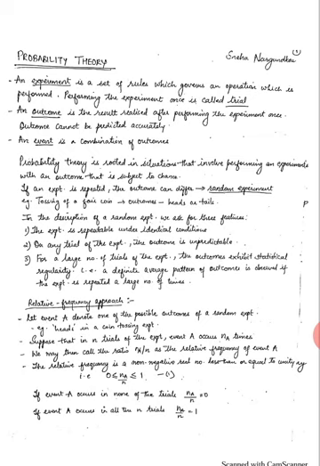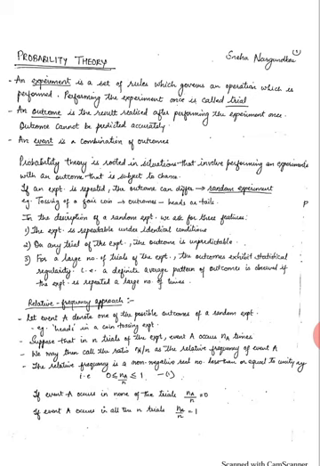An experiment is a set of rules which governs an operation which is being performed. For example, rolling of a die or tossing of a coin is an experiment. Doing it every time is called one trial. That is, performing it once is called the first trial. The second time that you do it will be called the second trial, third trial, and so forth. The outcome is the result of performing the experiment.